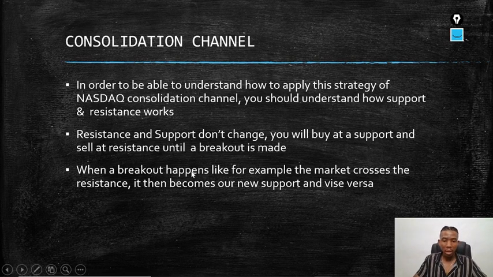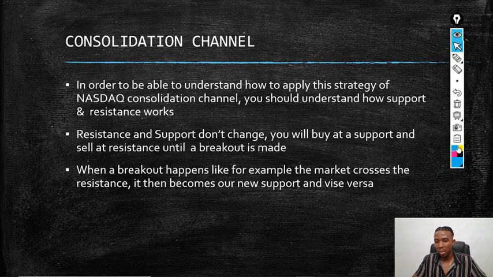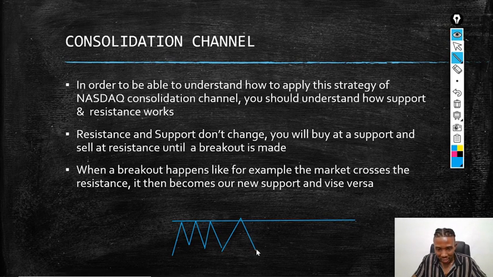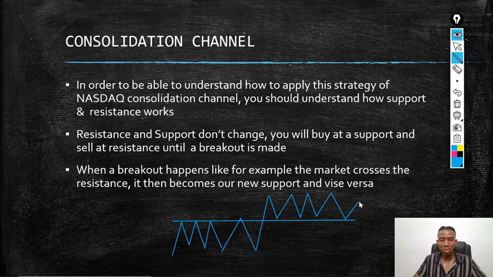So when a breakout happens, for example, the market crosses the resistance, it then becomes our new support, vice versa. Let me show you what I mean by this. Let me change the color. So let's say we have a line here, and this is our resistance, meaning we sell at the resistance. But the moment the market crosses over, this very same line that used to be a resistance would now become a support, meaning we would buy when the market comes to retest at that point. This is what it means when there is a breakout: the resistance now becomes a support, vice versa.